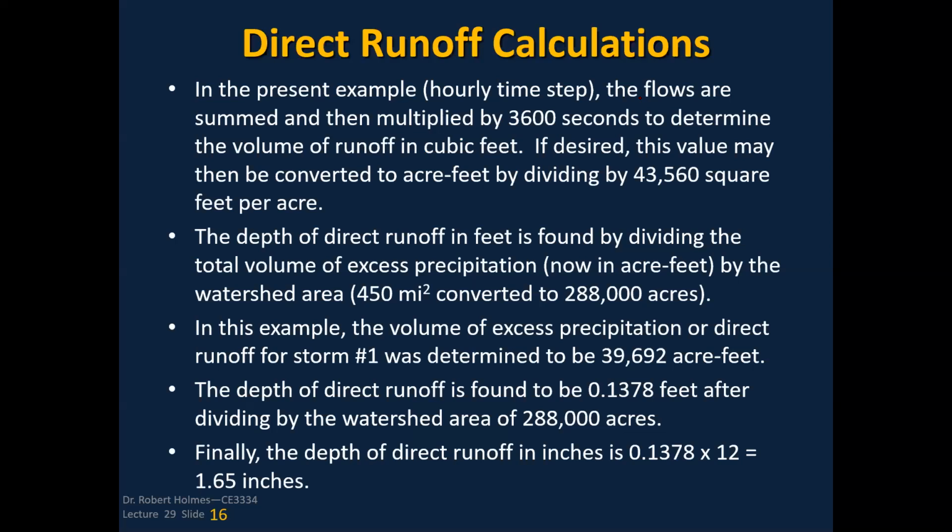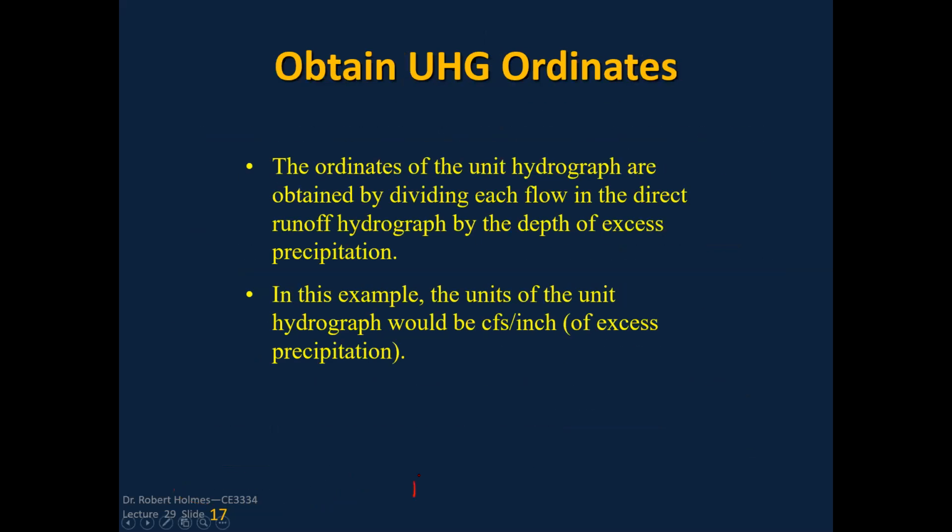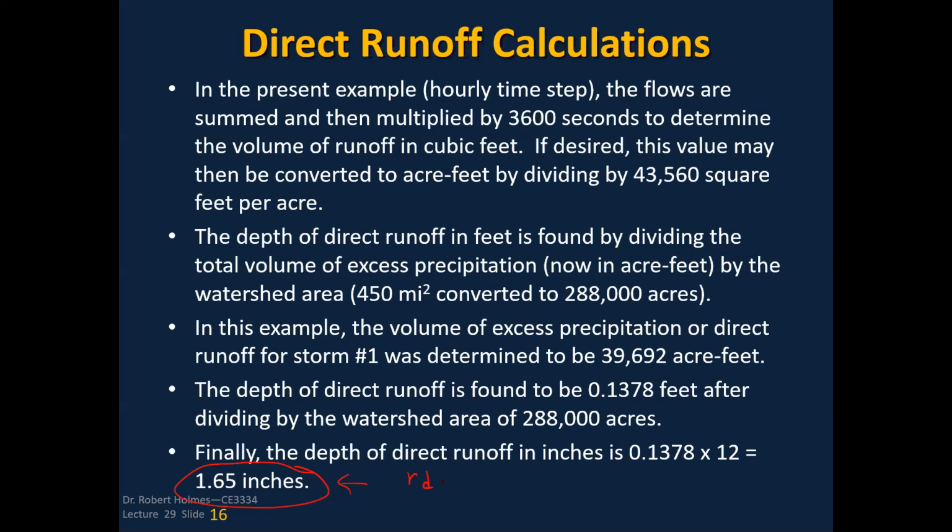So if you look at this example, we can get the rainfall that we've got there. 1.65 inches is the R sub D, that was the amount of the direct runoff hydrograph.